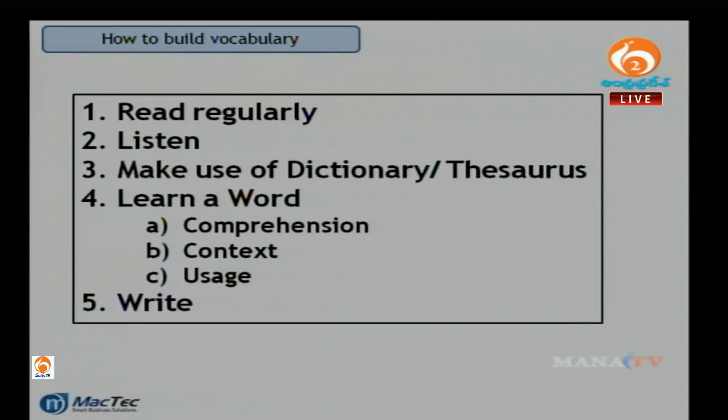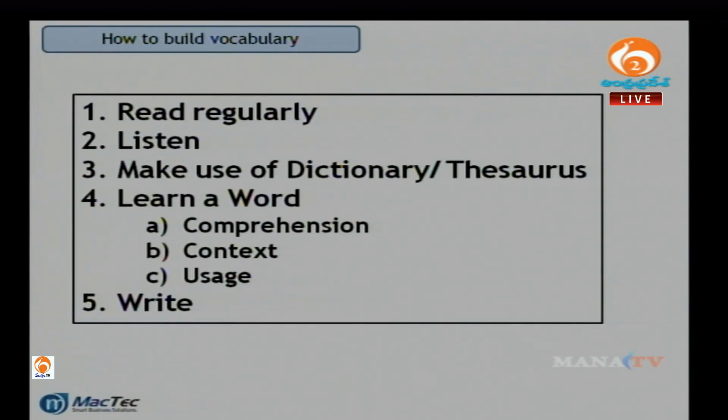Alright? Learn a word every day. Imagine if you learn 2 words a day, you will end up learning almost 60 words a month. So it will help you with comprehension, understanding the context, when to use it, and what the usage is. And start writing more often. We do not have the habit of writing, so start writing more.